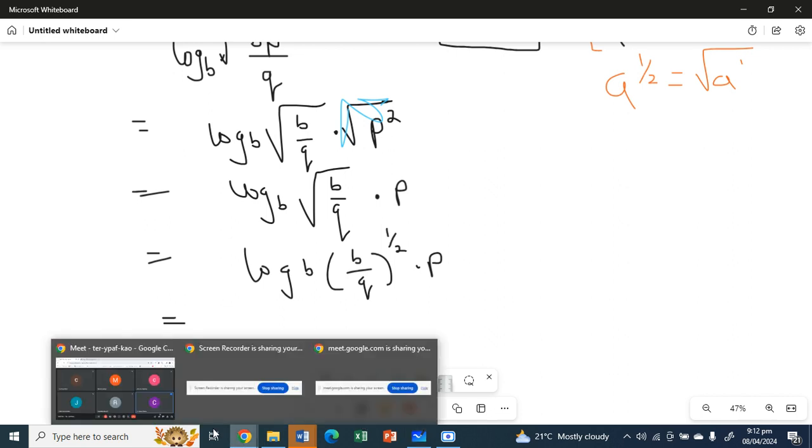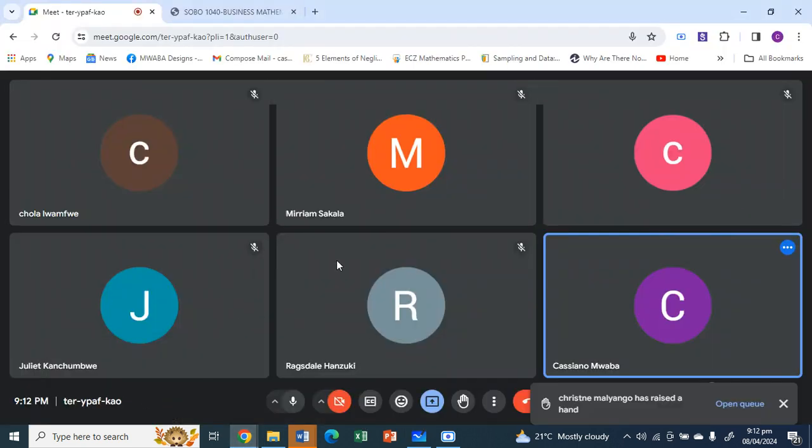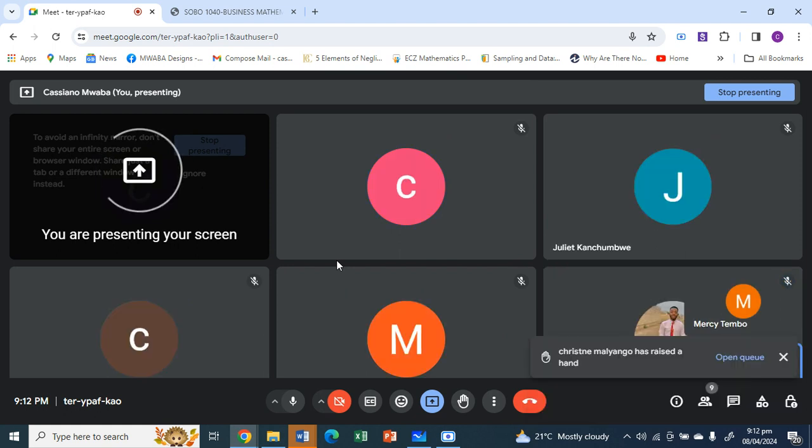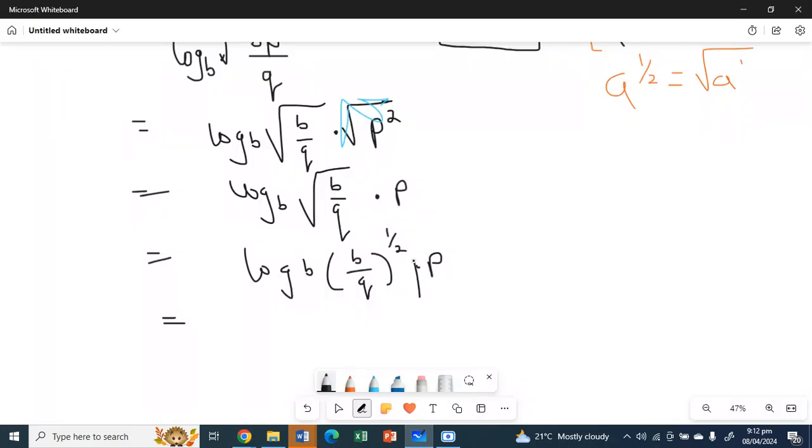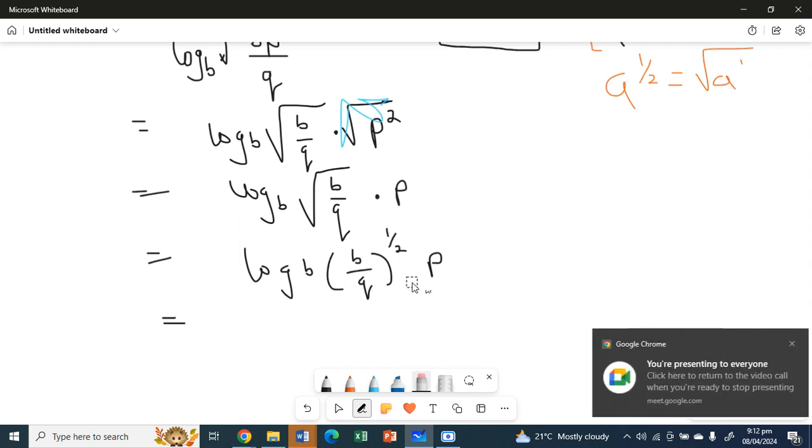Madam Juliet, Madam Christine, Madam Miriam, Madam, okay, Mr. Oh, yes, this dot, a dot means multiplication. Or sometimes you can just leave it like this. So the dot can mean multiplication.